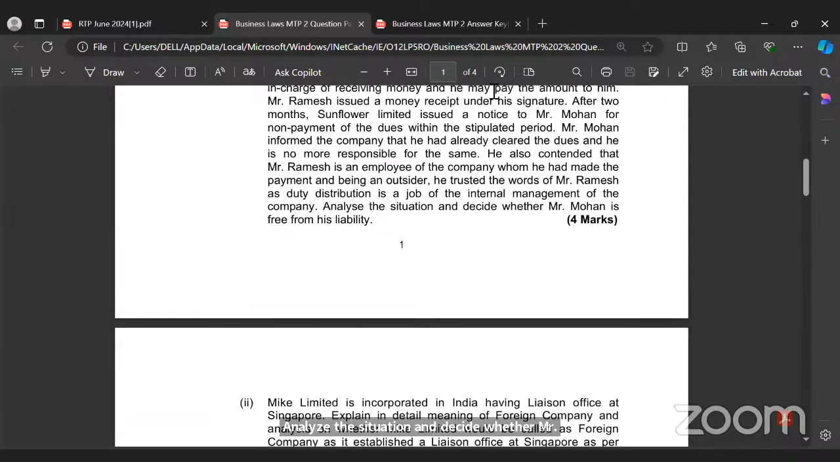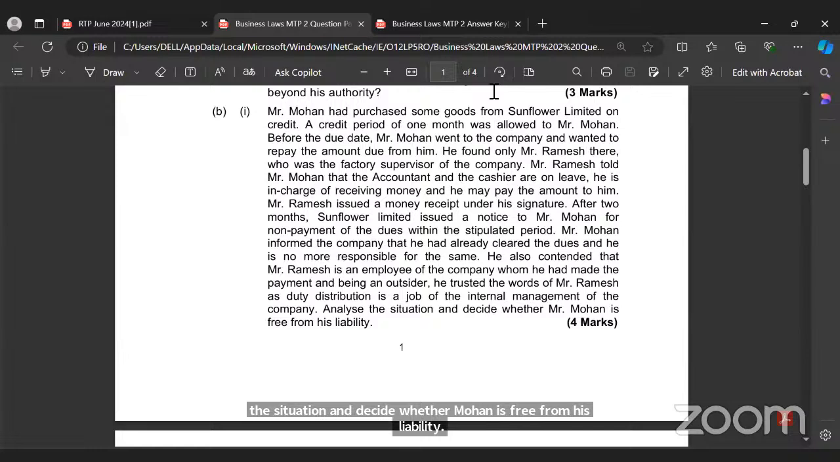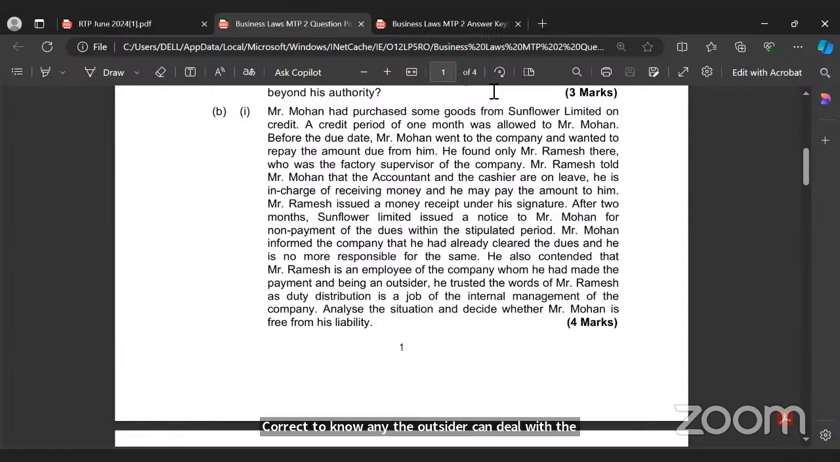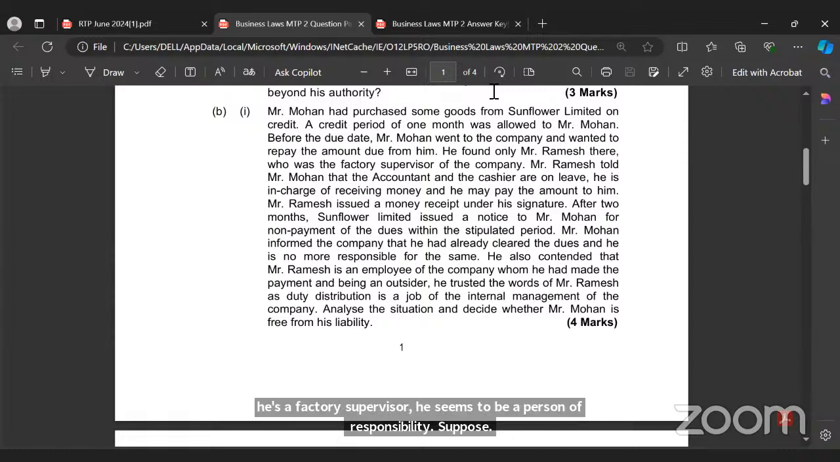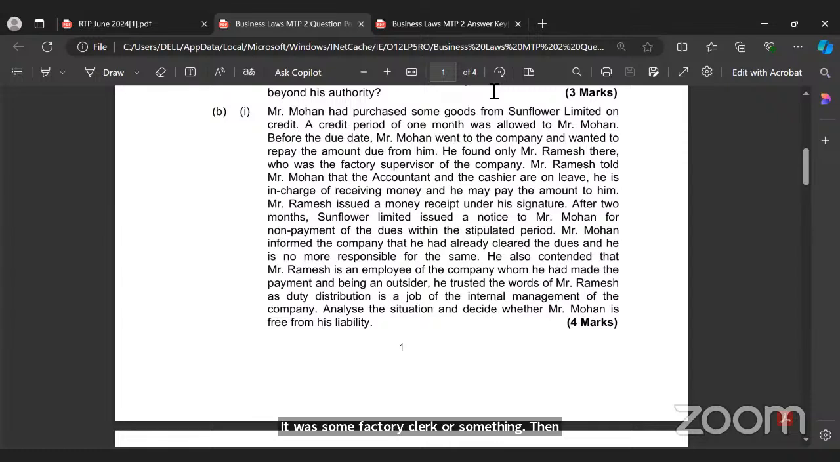See, on the face of it, it looks okay only. Factory supervisor. So this is the doctrine of indoor management. Remember the Turquand rule? Correct? The outsider dealing with the company can assume that all the internal affairs are going on properly. Since he's the factory supervisor, he seems to be a person of responsibility. Suppose it was some factory clerk or something, then there are exceptions to the rule, no? Remember, we had done the exceptions to the rule?